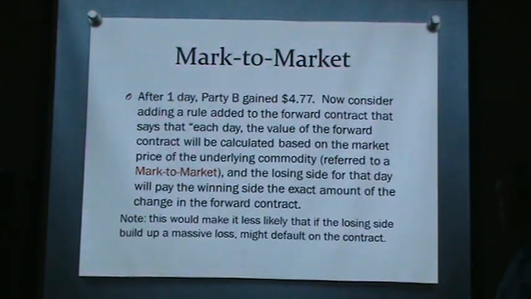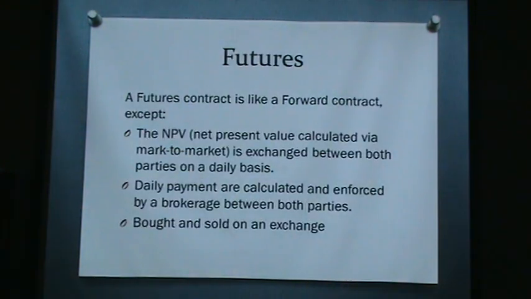Yeah, actually I put in this comment, less likely chance that the losing side would build up a massive loss and may default on the contract. So if we added this additional rule, there's collateral. What's that? There's collateral, isn't it? Collateral? Yeah, if you want people, before they can be on either side of the contract, they would have to put up collateral and register the collateral in some brokerage's name, so the brokerage could sell it off if they had to. You could do that, but there's no requirement that futures contracts do that. So, I'm sorry, forward contracts.